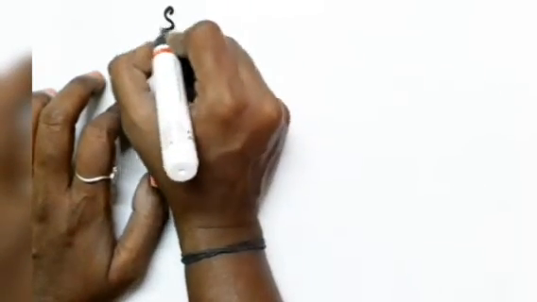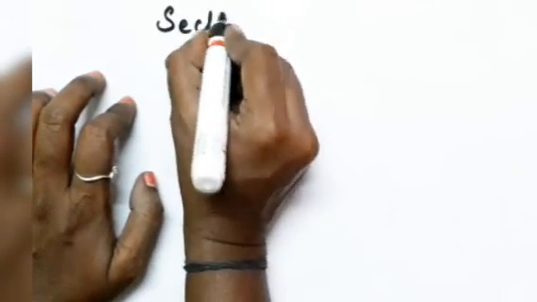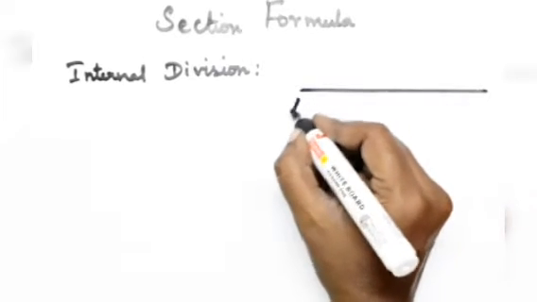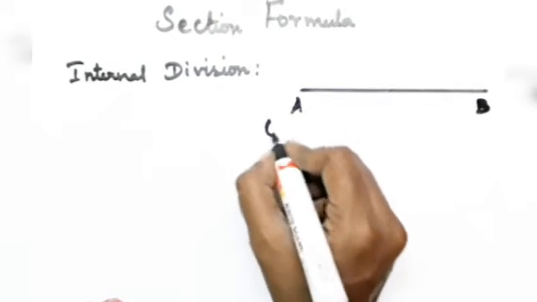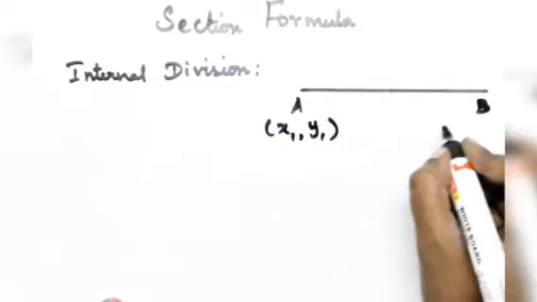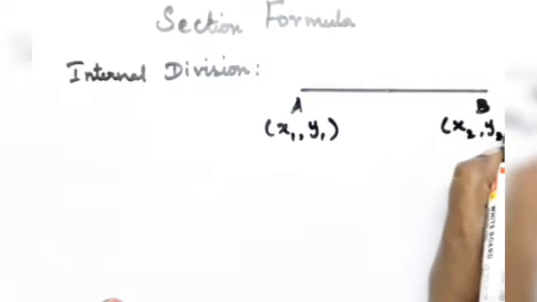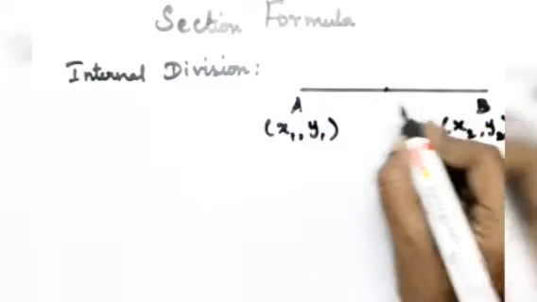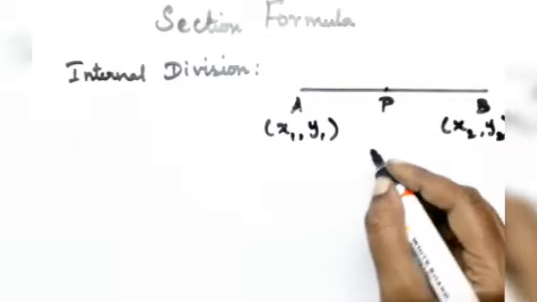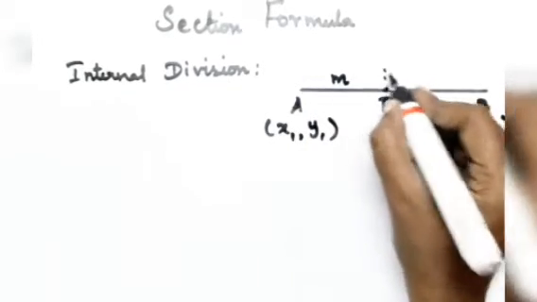Next, the section formula. Internal division. Let A and B be two points (x1, y1) and (x2, y2) such that the point P divides AB internally in the ratio m is to n.